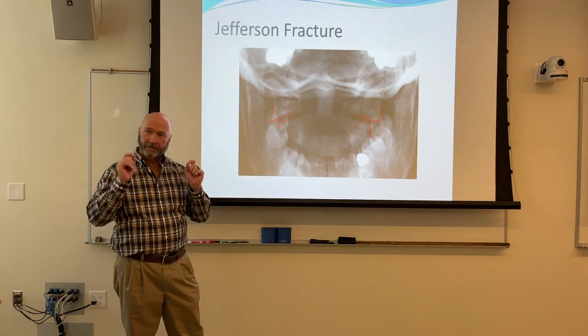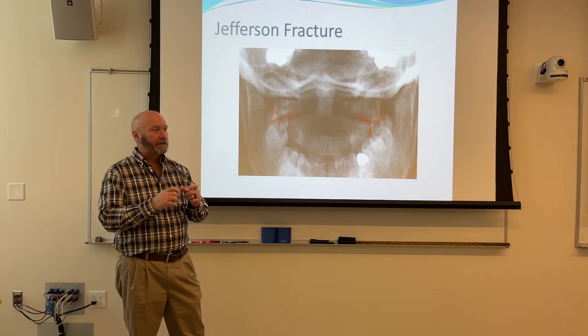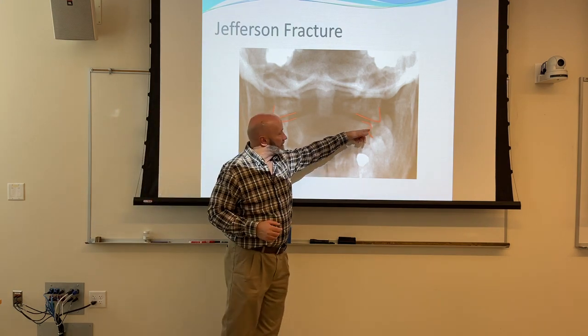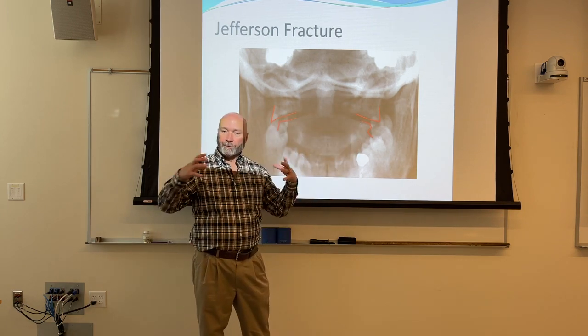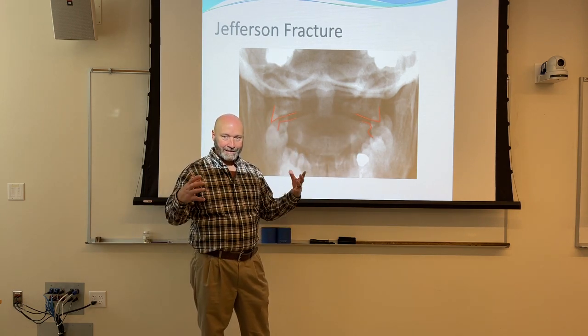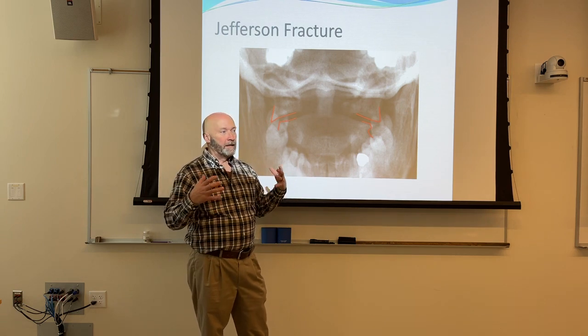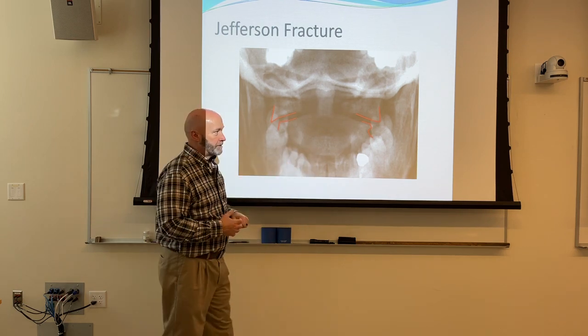And once it breaks, even if it just minimally displaces, what you're going to see is dissimilarity between the lateral masses of C1 and C2. C1 is going to be projected out past the lateral masses of C2, an indication of a Jefferson fracture.